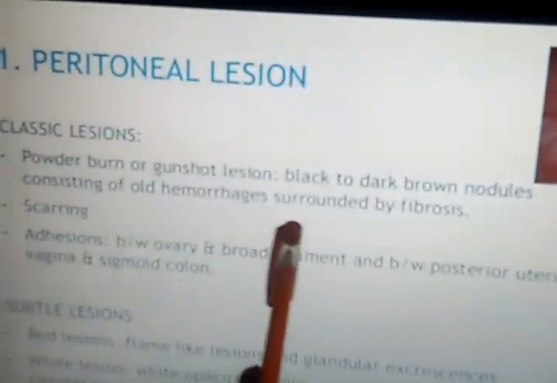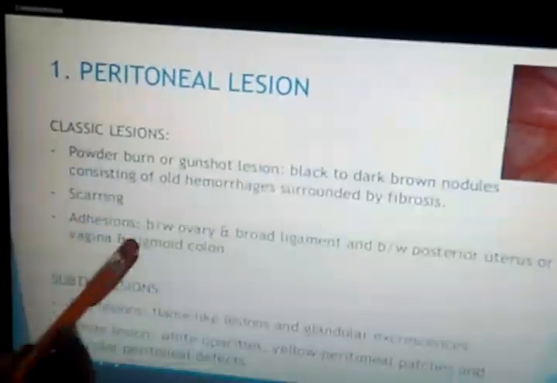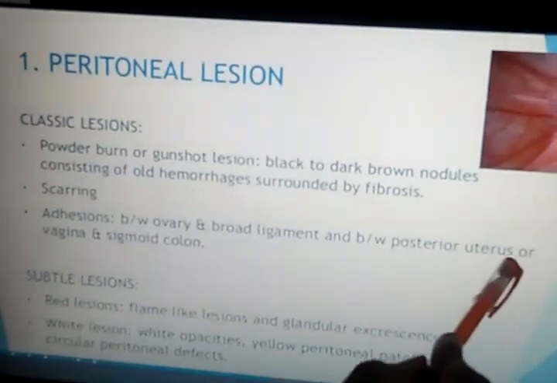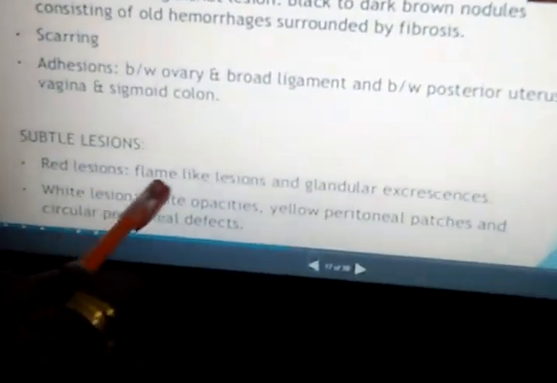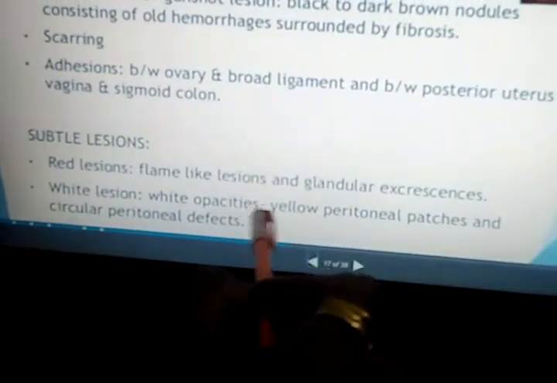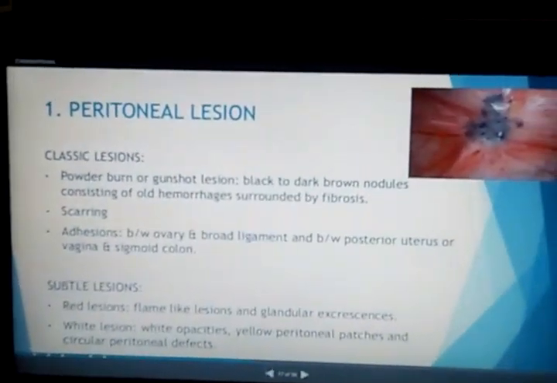It is black to dark brown nodules consisting of old hemorrhage surrounded by fibrosis. The old hemorrhage looks blackish. There is also scarring, and adhesions between the ovary and broad ligament, and between the posterior uterus or vagina and the sigmoid colon, and subtle lesions like red lesions, flame-like lesions, glandular excretion cells, white lesions, white opacities, yellow peritoneal patches, and circular peritoneal defects. If we see these, that is the peritoneal lesion we find.